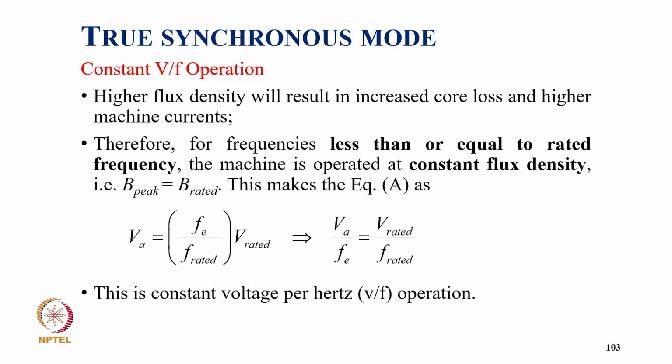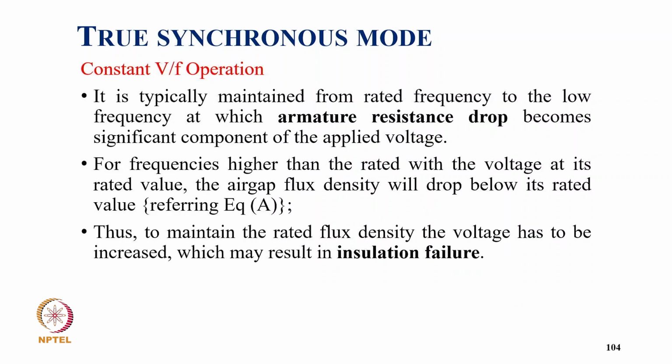Therefore, for frequency less than or equal to rated frequency, the machine is operated at constant V by F, V equal to F upon F rated into V rated, so V upon F equal to V rated upon F rated. This is constant volts per hertz operation, and this constant V by F operation is typically maintained from rated frequency down to the low frequency at which armature resistance drop becomes a significant component of the applied voltage.